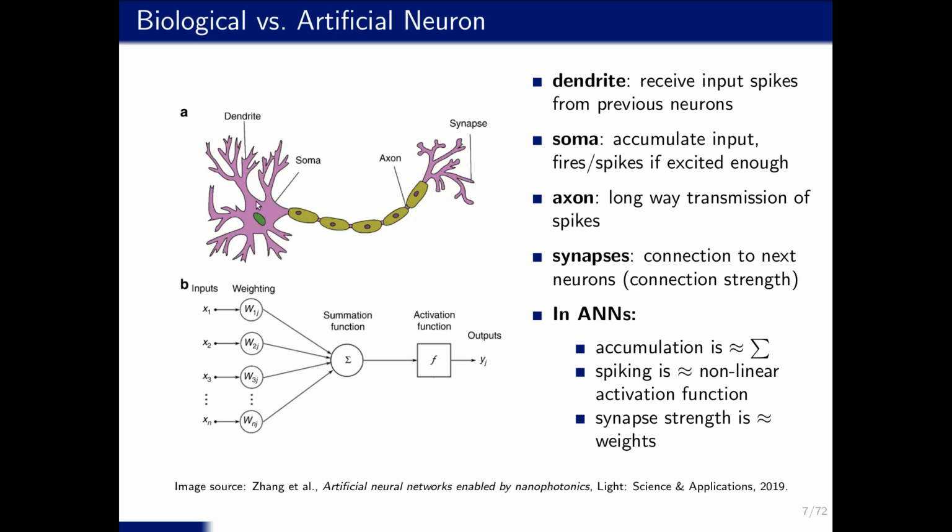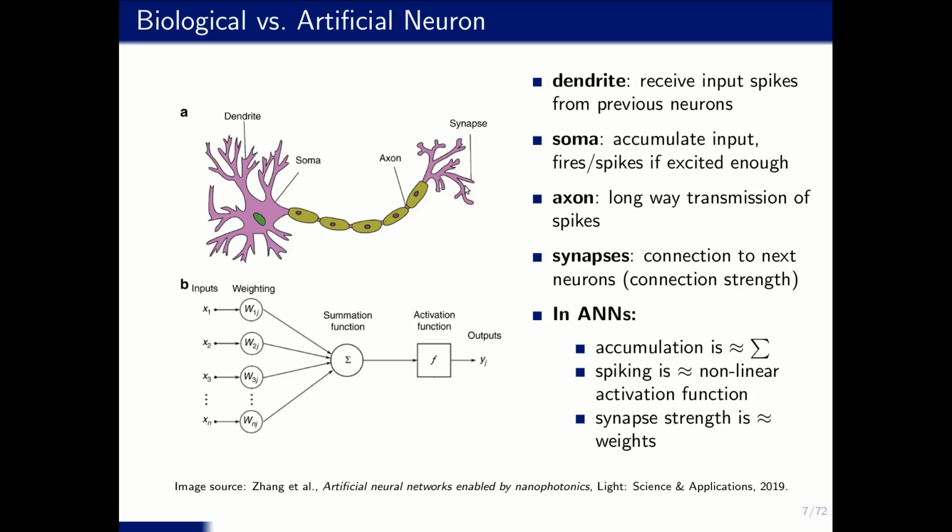And if this neuron gets excited enough, then it spikes itself. It sends a spike as output, and the spike travels via this axon, which is essentially a long-way transmission to the next neurons. Then the spike gets transmitted via so-called synapses to the next neurons. The synapses can have a strong or a weak connection weight, and a lot of the learning essentially happens by adapting these connection weights.